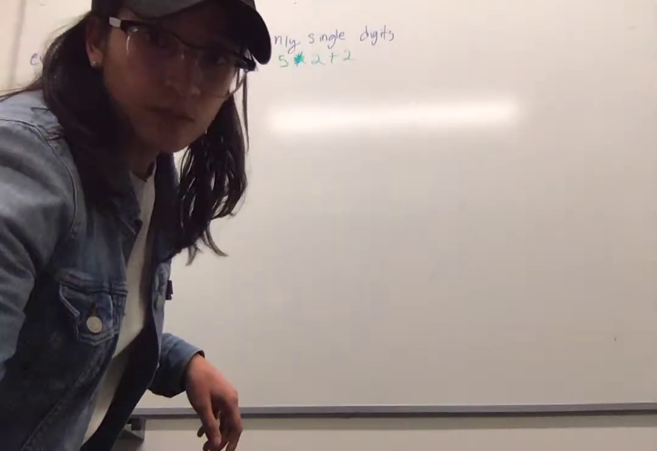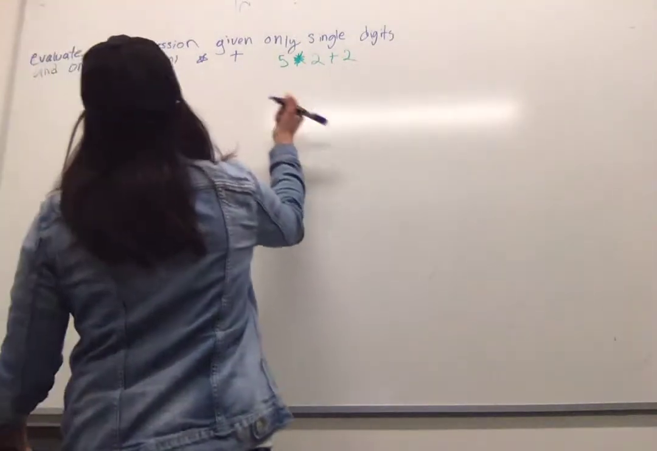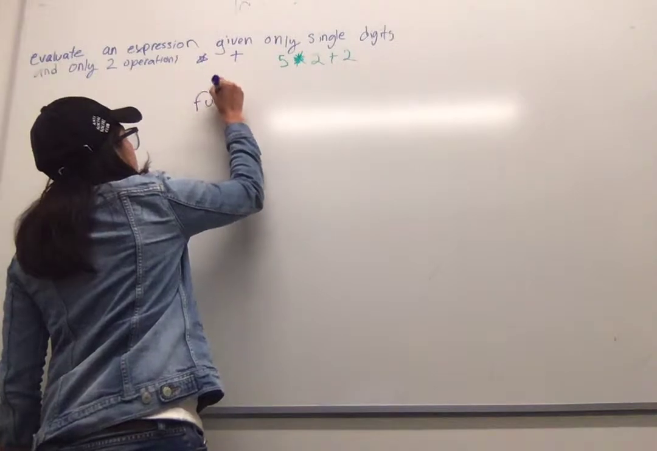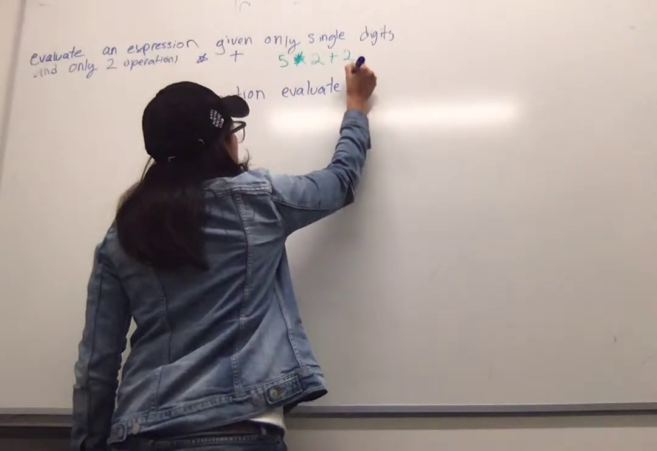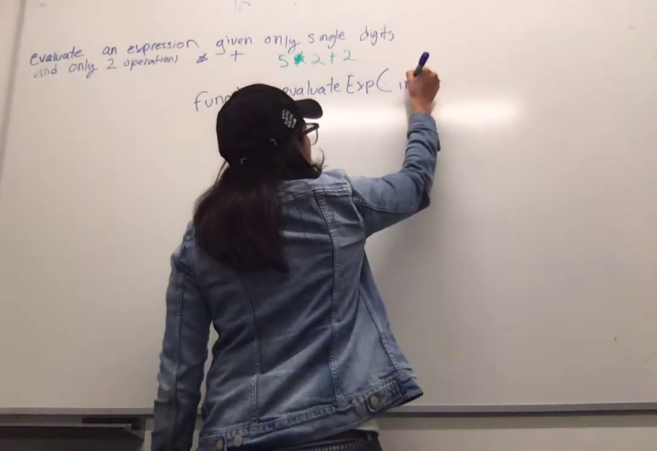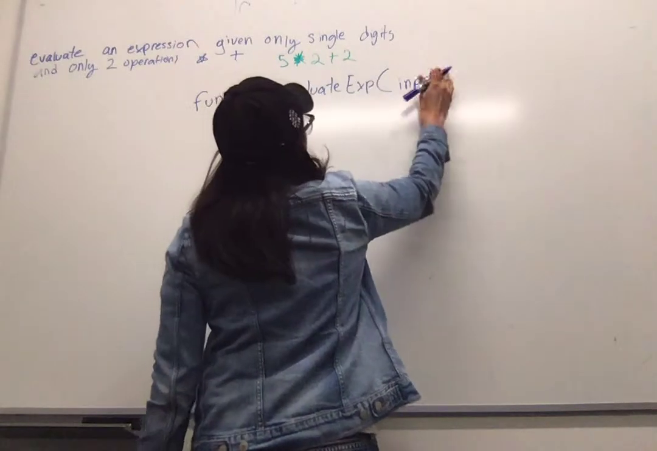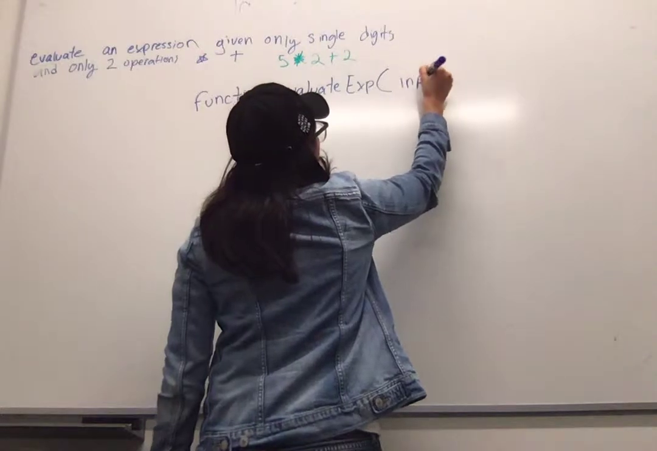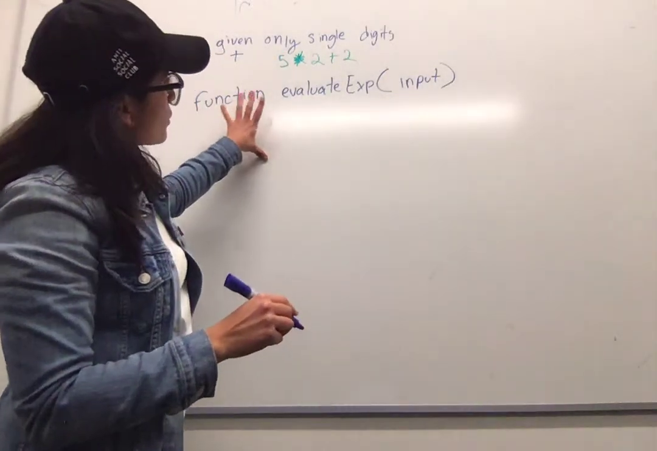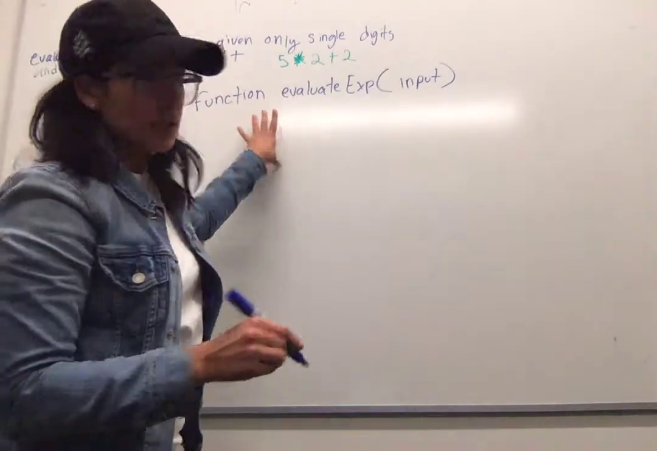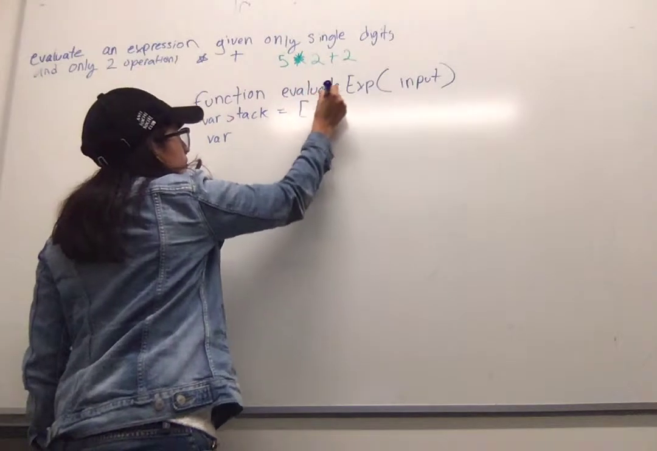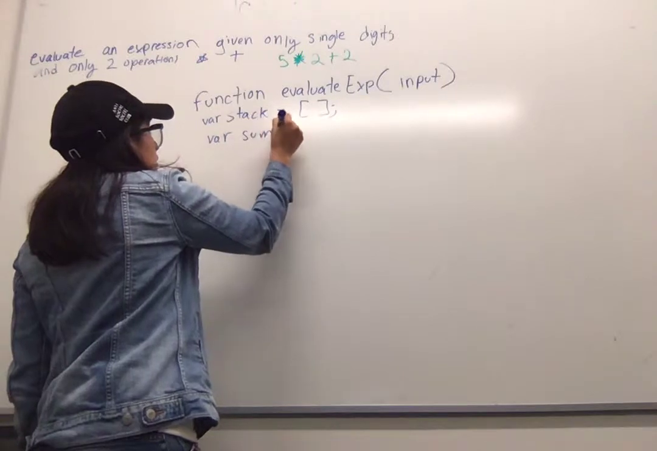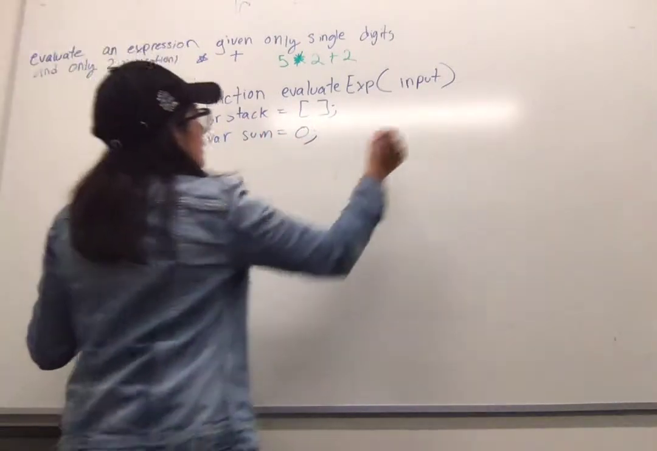It is going to be a function called evaluate expression, and it's going to have our input. Now let's instantiate our stack and also our sum. So our stack right now is going to be empty, and our sum is going to equal 0. So now let's iterate through everything.